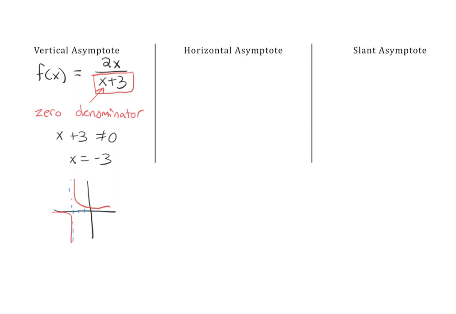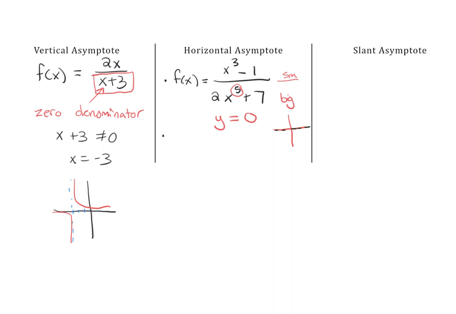Okay, horizontal asymptotes. I'm going to give two different functions. The first one, x to the third minus 1 over 2x to the fifth plus 7. So in this case, anytime the degree is larger in the denominator, smaller on top, the horizontal asymptote is y equals 0. So in that case, the horizontal asymptote y equals 0 is the x-axis.